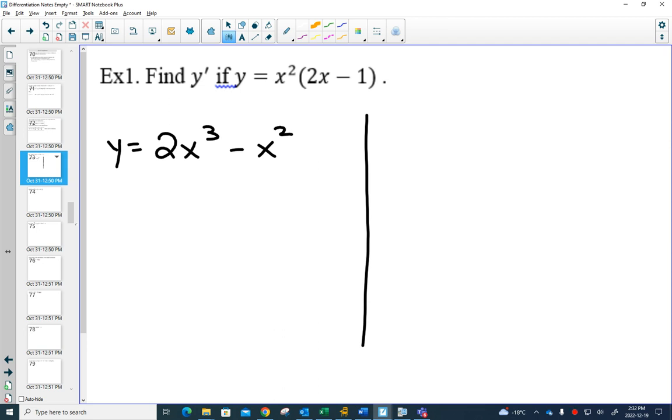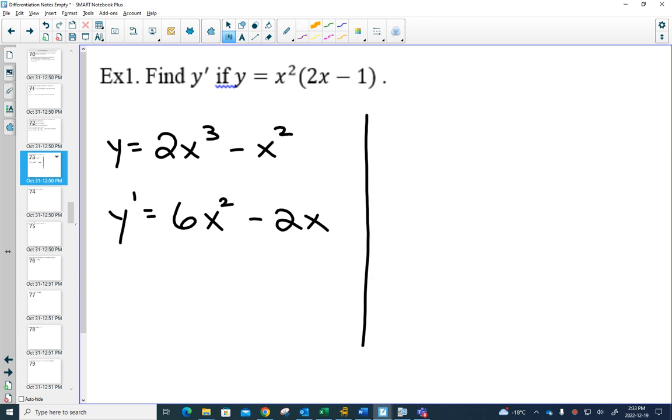If you had 2x cubed minus x squared, now you're just adding and subtracting, so you're allowed to find the derivative by bringing the exponent out in front, subtract 1, bring the exponent out in front, subtract 1. The old way in this case, I think, is quite nice.